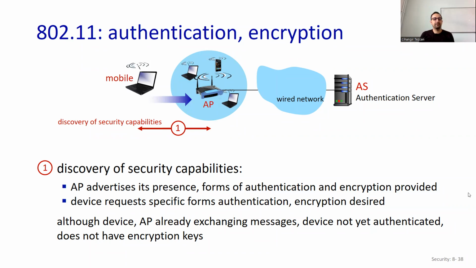AP advertises its presence by sending a beacon message, with the forms of authentication and encryption provided. Device requests specific forms of authentication and encryption, if it has a preference. Although device and AP are already exchanging messages, the device is not yet authenticated and does not have encryption keys. Okay, so you are only allowed to communicate with the access point here, but you cannot, for instance, surf the internet, right?